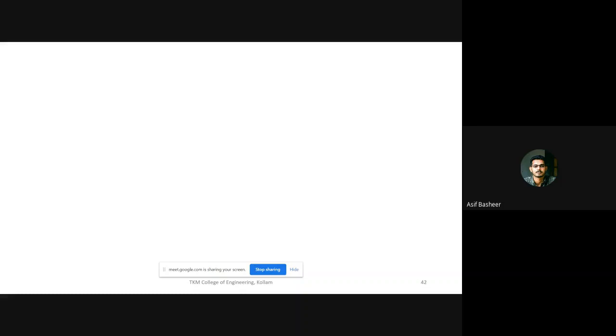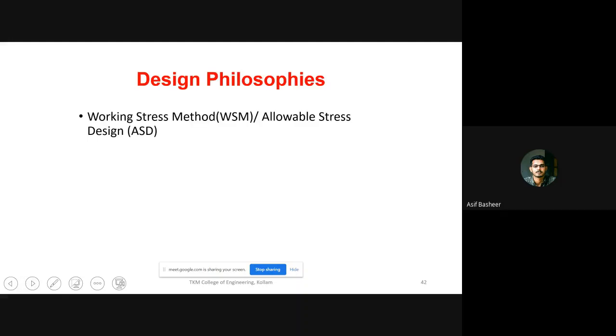Construction of reinforced cement concrete. Okay, so the first one was the design philosophy. The first one was the working stress method, or allowable stress method, allowable stress design. This was the first design philosophy introduced in reinforced concrete design. That is, when they started the design of concrete structures, RC structures, the first design philosophy which existed was the working stress method.